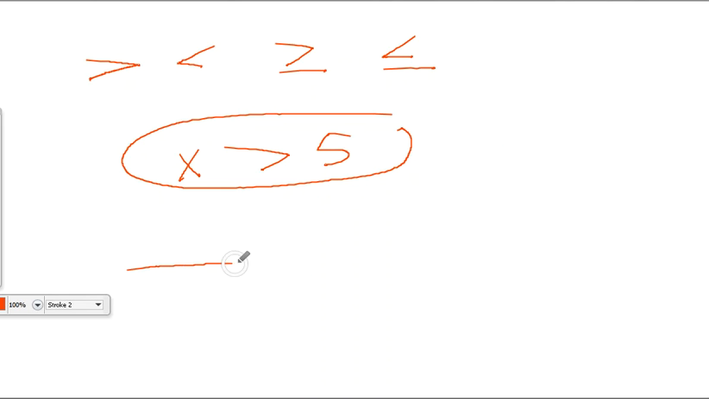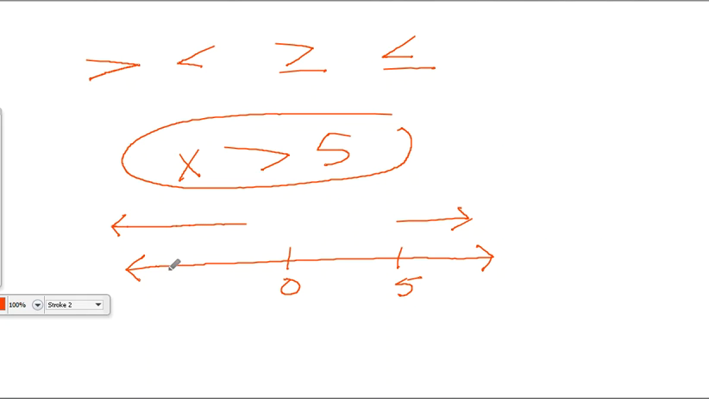Okay, so if this is our number line, let's say that this is 0, and let's say that 5 is right here. As we move to the right on the number line, the numbers increase in value. As we move to the left on the number line, the numbers decrease in value. So we know that anything that is bigger than 5 is going to make this true. 5 won't necessarily make it true, but anything bigger than 5 would make it true.